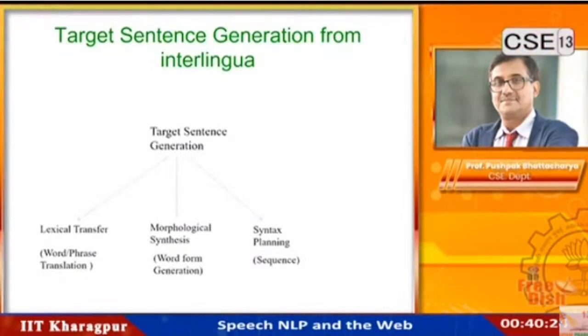Now, the target generation happens through three fundamental processes. Lexical transfer, that is the morphemes are transformed. For example, ko becomes la in Marathi, ko becomes ke in Bengali. Morphological synthesis, the word form is changed. Jana becomes jaunga, jaoge, depending on the context. And syntax planning, which is an optimization task. The order of the words is changed so as to conform to the syntax of the target language.